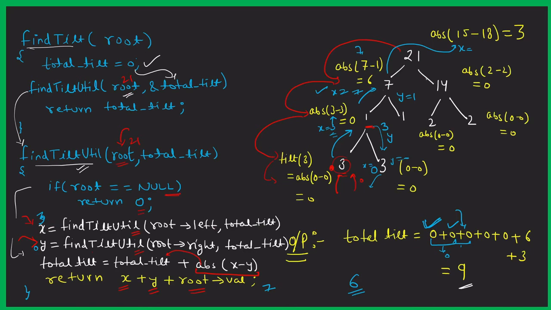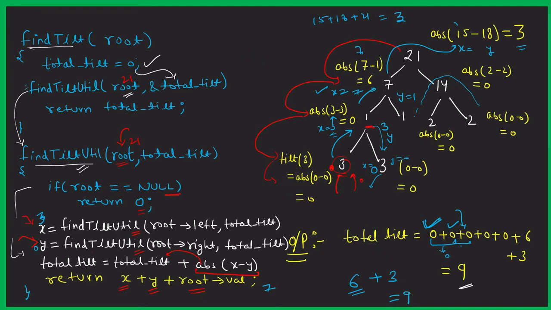Accordingly, when we traverse the right part, we will be getting 18 as y, and we will be getting 3 as the tilt. We will add this to the previous tilt and get 9. At last, we will be returning x, y and the root value. So x is 15, y is 18 and plus 21. The total will be 15 plus 18 plus 21. Let's say this sum is some z value, it will be returned to main.